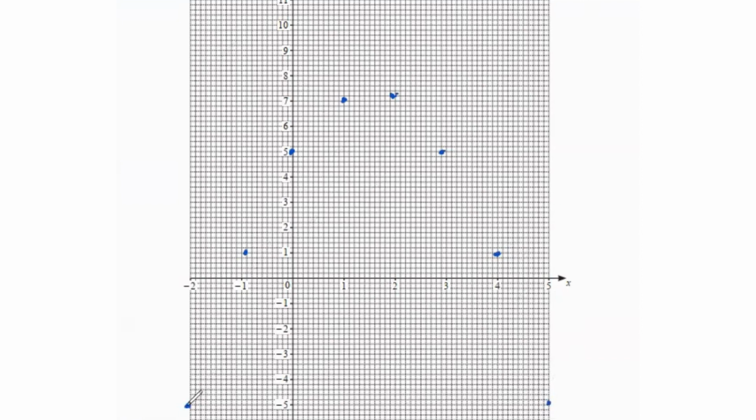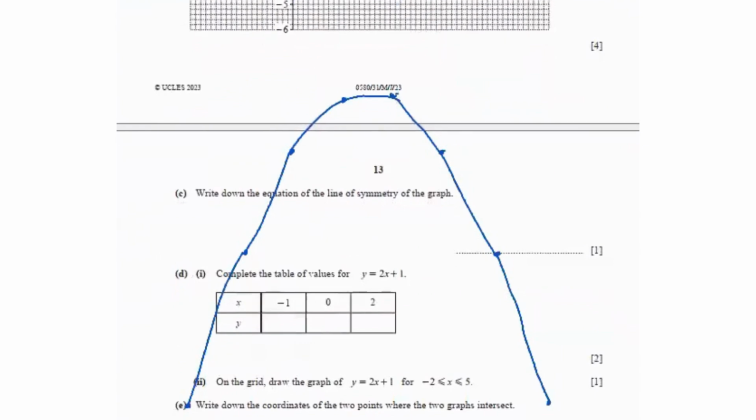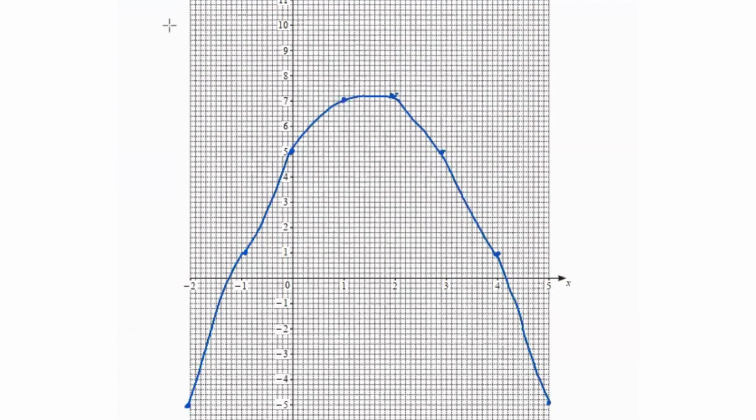Now if we connect these, that's going to be so untidy. Excuse my free hand. Getting okay. That is a graph. Now they want us to write the equation of the line of symmetry of the graph. The line of symmetry is going to be in the middle of this. So that's going to be 1.5. Yeah, x equals 1.5 is going to be the line of symmetry.